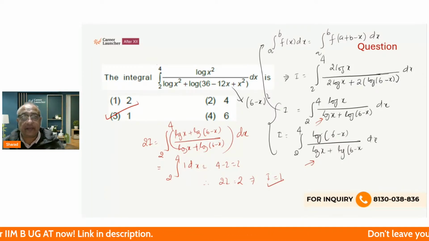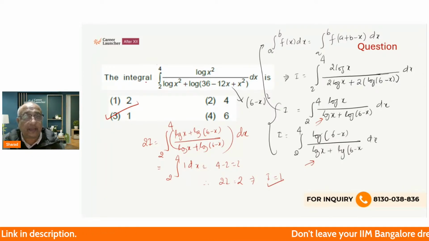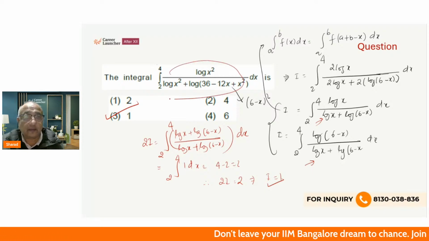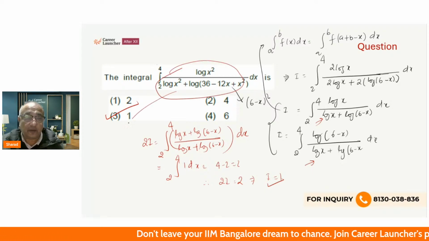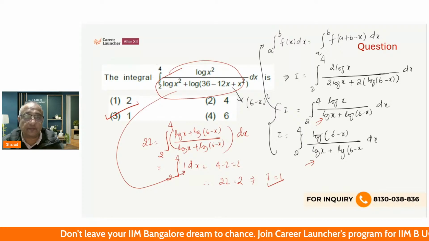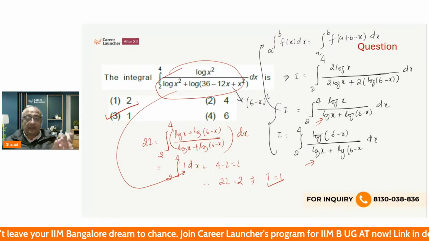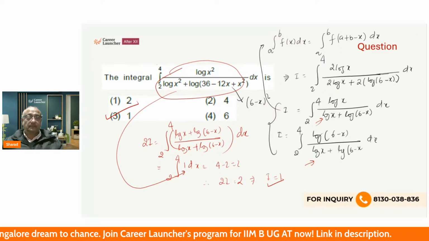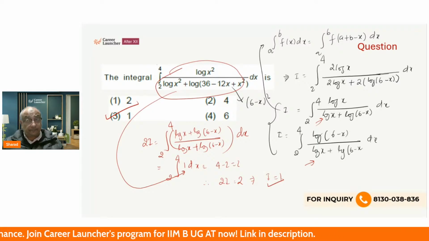Properties of definite integral used to make this into a solvable integral, which has come to this. This is actually nothing but... Understood, all of you? Please remember.